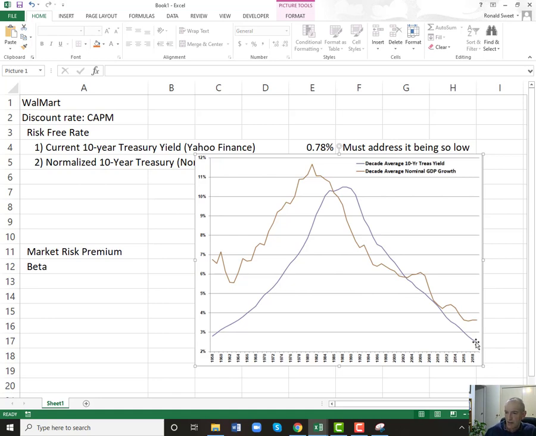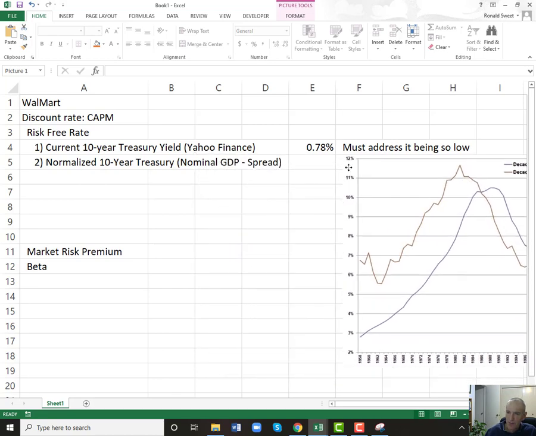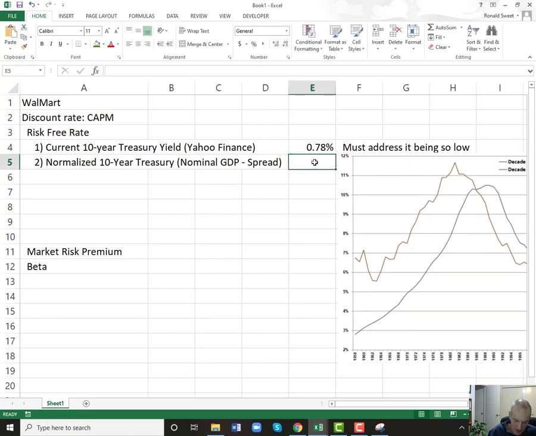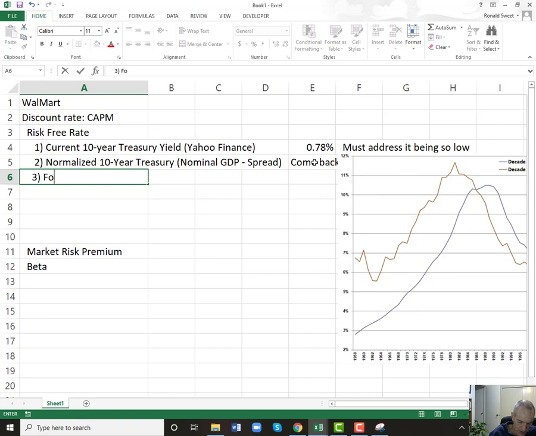So if you look at the historical number, before the 80s, the 10-year Treasury should be about 2% lower than what you expect the economy to grow. So we'll have to get growth for the economy. We'll do that when we do the market risk premium. So we'll come back to this. We'll put a mark there to come back. And then the third thing you can do is you can use the forward curve. This is my current approach.